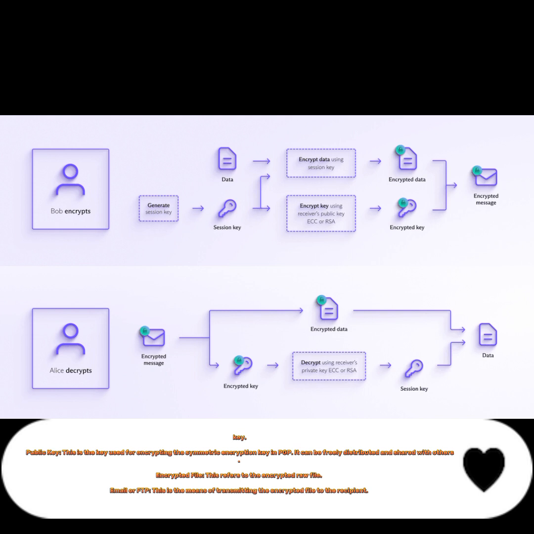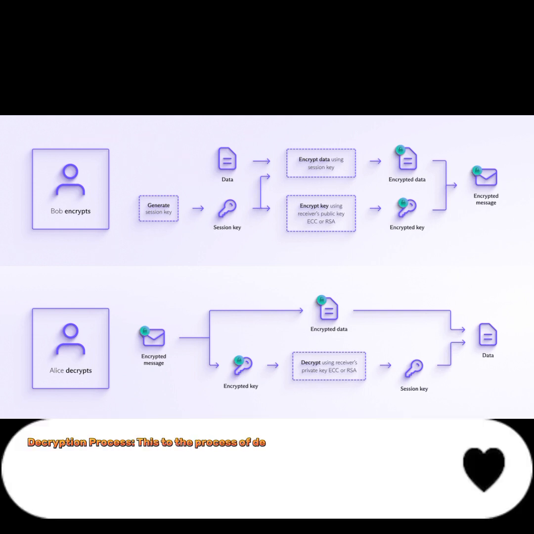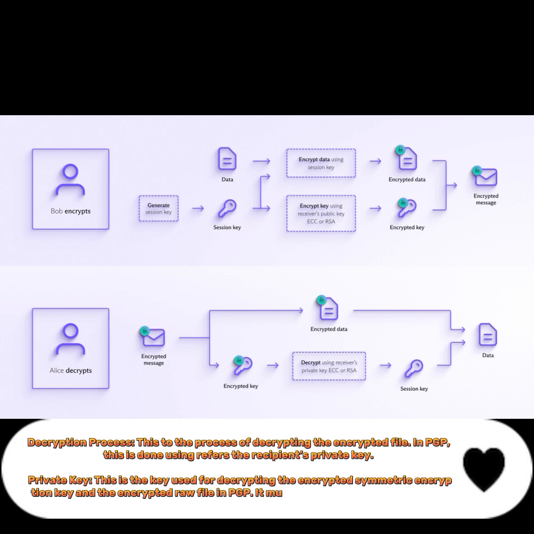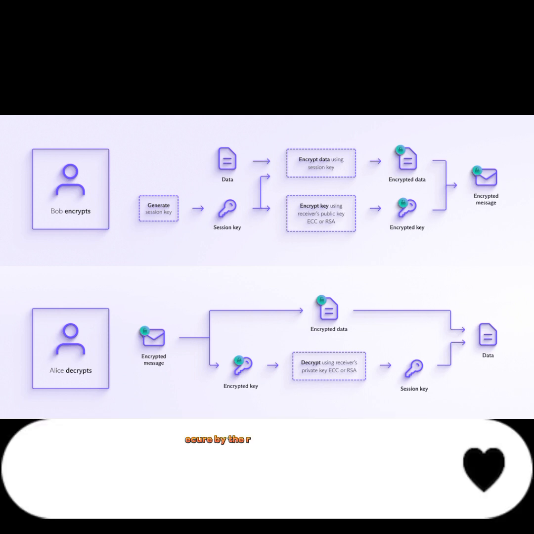Decryption process. This refers to the process of decrypting the encrypted file. In PGP, this is done using the recipient's private key. Private key. This is the key used for decrypting the encrypted symmetric encryption key and the encrypted raw file in PGP. It must be kept secret and secure by the recipient.